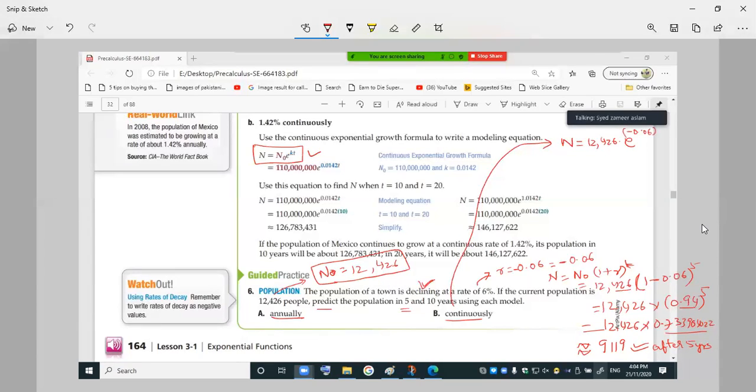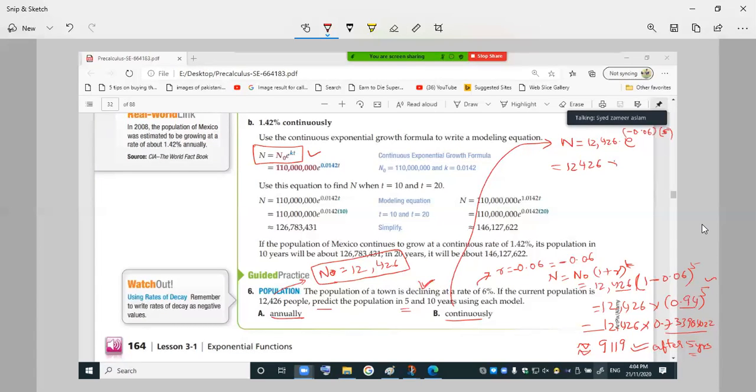So time is 5 years. This we also have to calculate for 10 years, so you have to put 10 years here. You can calculate for 10 years annually. Now continuously we are doing it for 5 years, then you can do it for 10 years as well.